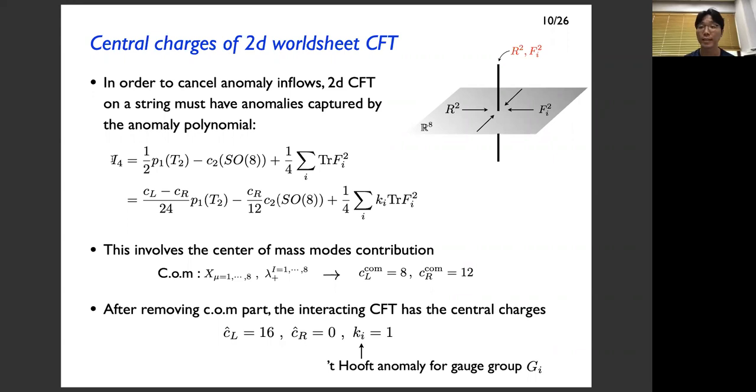Okay. So this is the anomaly polynomial for the worldsheet CFT. And it encodes many interesting quantities in the 2D CFT. For example, central charges are encoded in the coefficient in front of this Pontryagin class. And the right moving central charge is nothing but the coefficient in front of the second Chern class for the SO(8) Lorentz symmetry, because this SO(8) will become the R symmetry in the conformal algebra on the string worldsheet. Okay. And k is the level of the anomaly for the gauge field. So the worldsheet degrees of freedom, k is always one. And so as you see, k is one. So the worldsheet degrees of freedom carry non-trivial charges under the bulk gauge symmetry, okay?